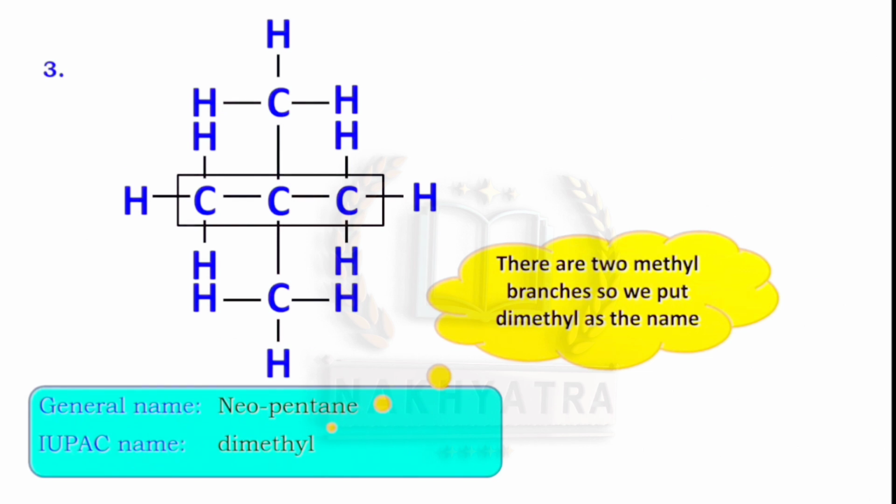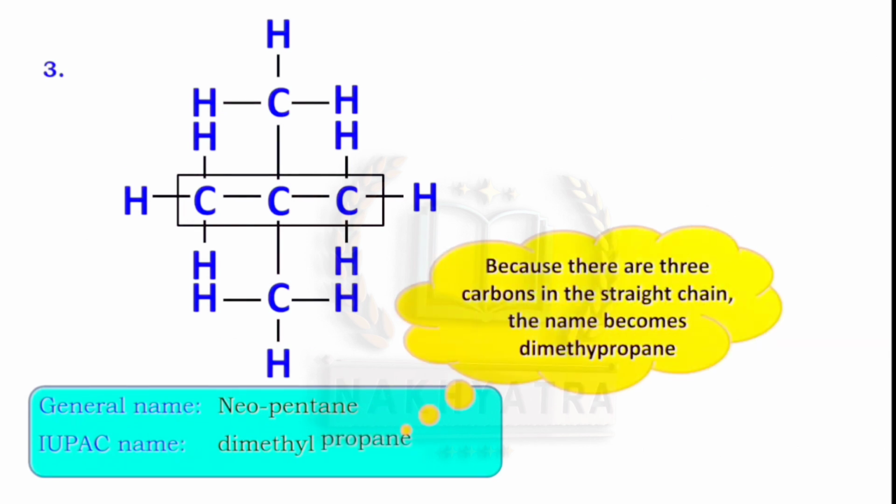Therefore the name is dimethylpropane, because there are 3 carbons in the straight chain, so the name becomes dimethylpropane. I hope you are clear now. So these are the 3 isomers of pentane.